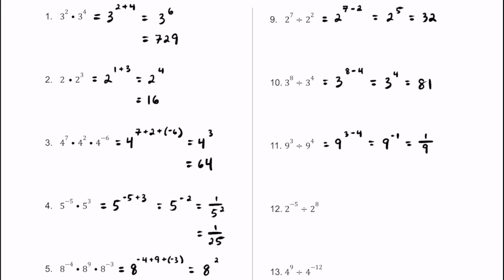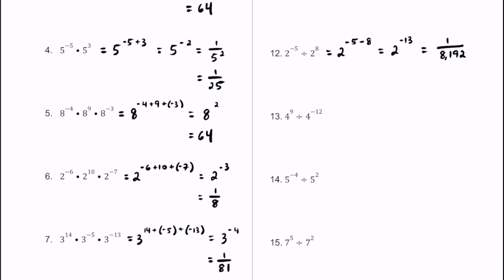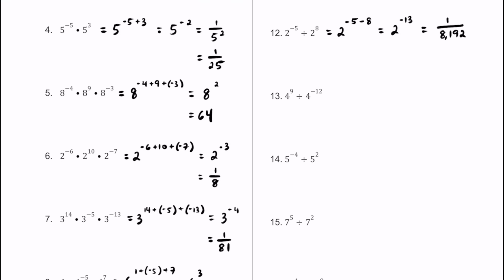For number 12, we have a common base of 2, and we are finding the quotient again. So this is going to be 2 to the negative 5 power, and we're going to be subtracting 8 because we are dividing here. Now, -5 minus 8, that's going to equal -13. So this is going to be 2 to the negative 13th power. Now, 2 to the 13th power is going to be 8,192, but 2 to the negative 13th power is going to be the reciprocal, 1 over 8,192.